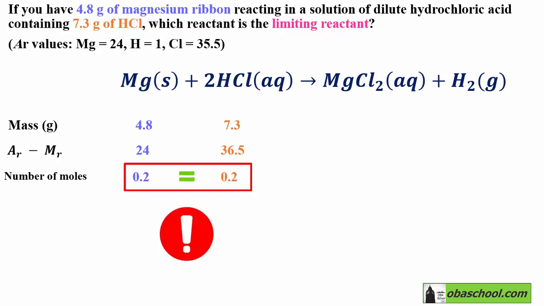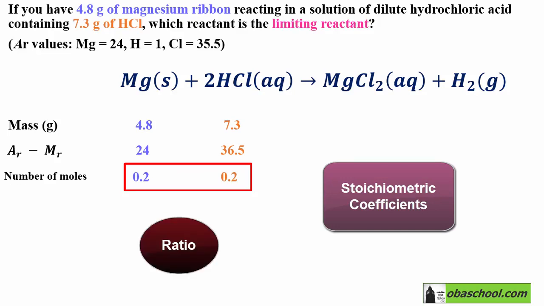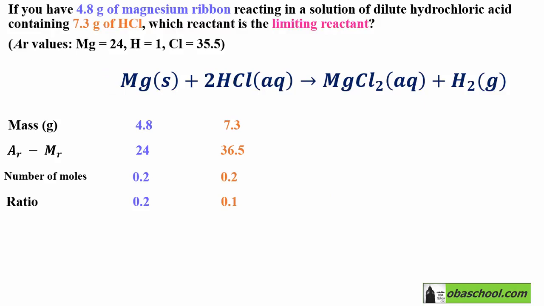However, you have to pay attention to the stoichiometric coefficients. So now we have to find the ratio of each reactant. How to find the ratio? We will divide the number of moles by the stoichiometric coefficient. The stoichiometric coefficient is the coefficient used to balance the chemical equation. So that of magnesium is 1, here we have 1, and that of HCl is 2. So the ratio will be 0.2 divided by 1, which is equal to 0.2, and that of HCl will be 0.2 divided by 2, and this is 0.1.